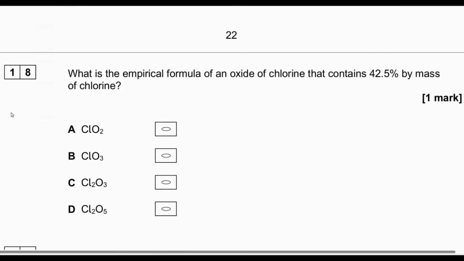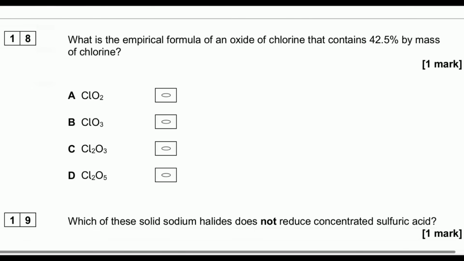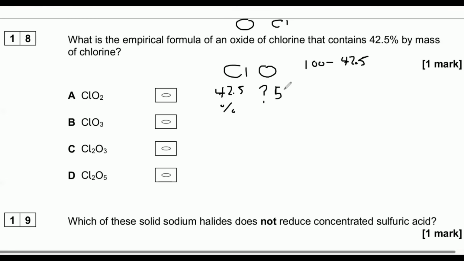Let's go. Question 18. What is the empirical formula of an oxide of chlorine that contains 42.5% by mass of chlorine? So we've only been given the percentage of one of them. That means you can work out the other one. We've been given oxygen and chlorine in this molecule. We know that the chlorine is 42.5%. So what does that make the oxygen? That makes the oxygen 100% minus 42.5, which is 57.5%.